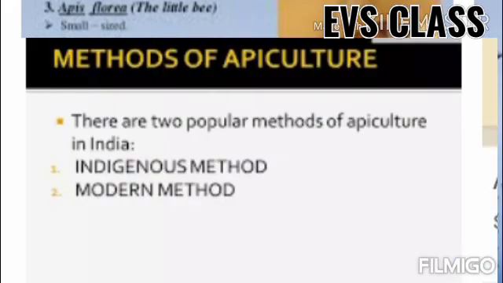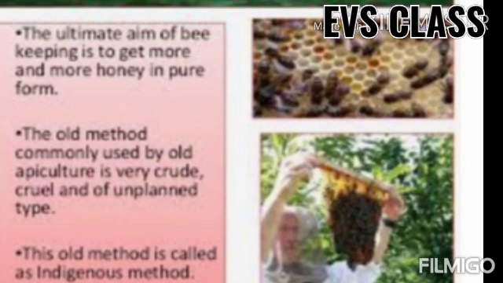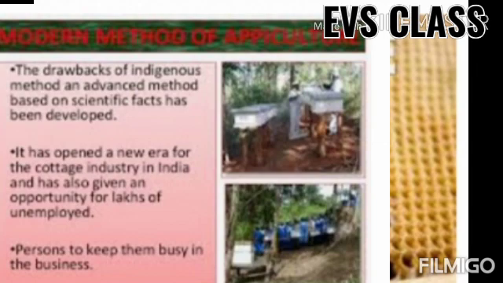The methods of apiculture. So, there are two methods of apiculture: indigenous methods and modern methods. Okay, students, indigenous methods are old methods, and these are primitive and unplanned methods of apiculture. In these methods, two types of hive are used. And in the modern methods of apiculture, the honey bee is reared in a modern artificial hive. Artificial hive, students. And this invention has provided employment to lakhs of people.